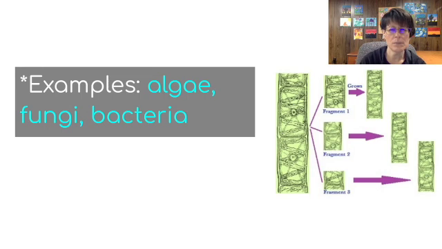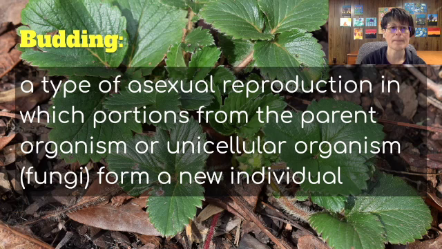So, fragmentation, just break it up and it starts to grow. Some higher organisms show something similar to this as well. Like planaria, if you cut them in half, they will start to grow two different flatworms. So, kind of interesting as well.